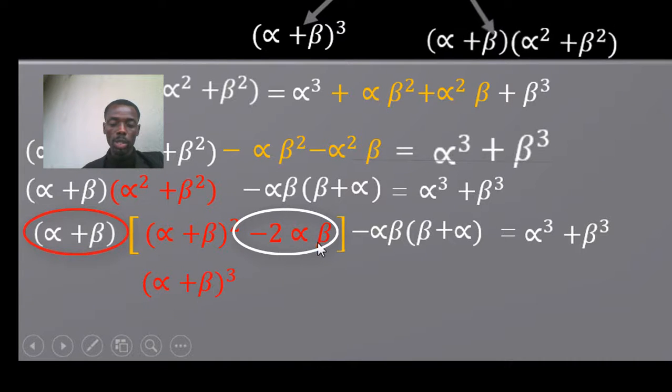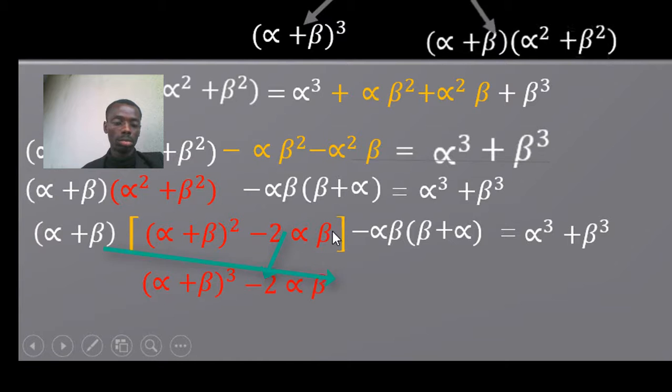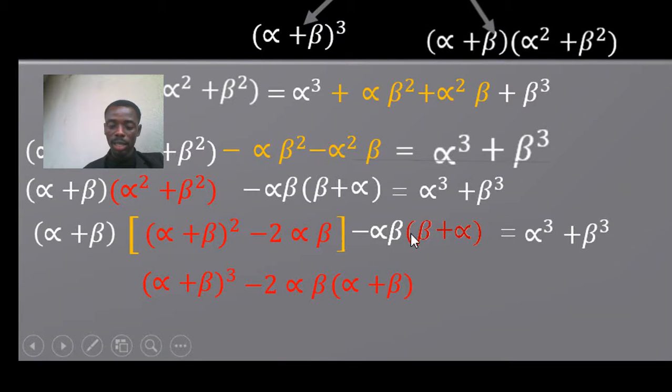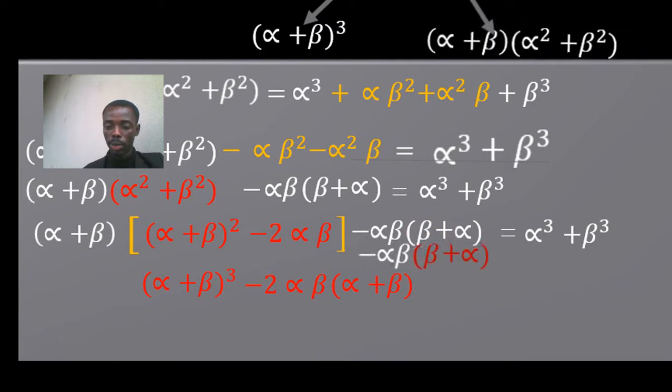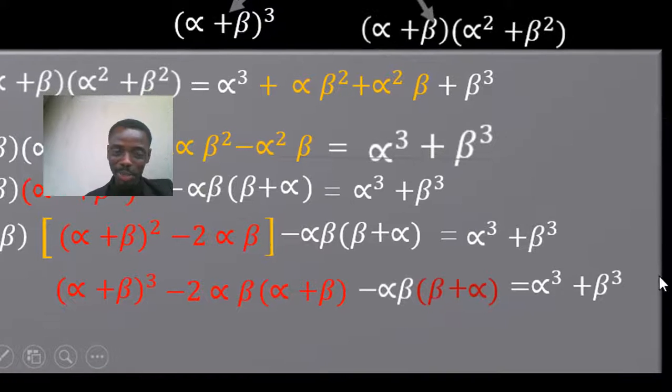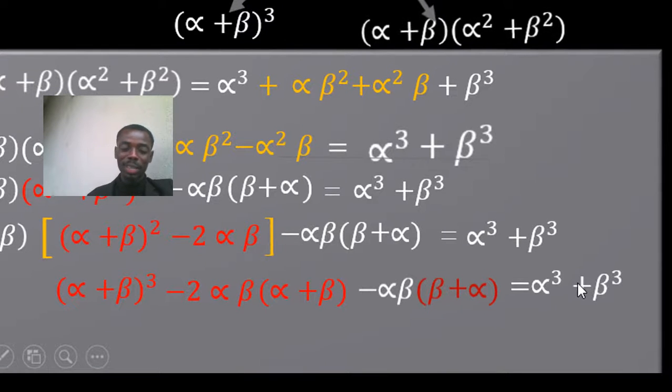Now, I'm picking alpha plus beta again to multiply the second term in the bracket. I'll be having minus 2 alpha beta multiplying what? Alpha plus beta. Just use this value to multiply this bracket. This is what you get. Then remember, I'm having something out here already. That's minus alpha beta, and I'm having it down here. Then equals alpha plus beta. I think I've not committed any crime. I just believe I've not.